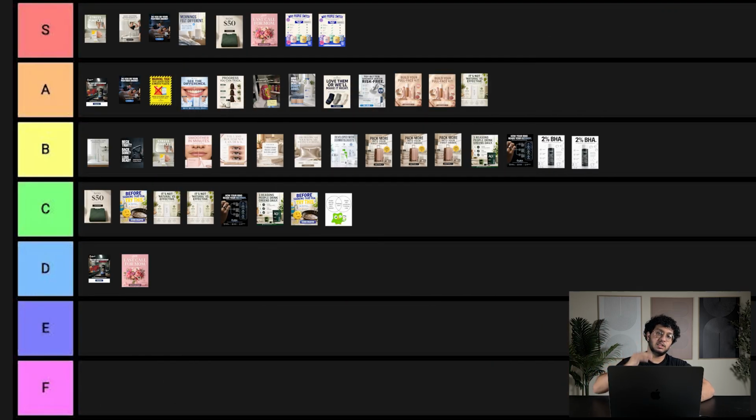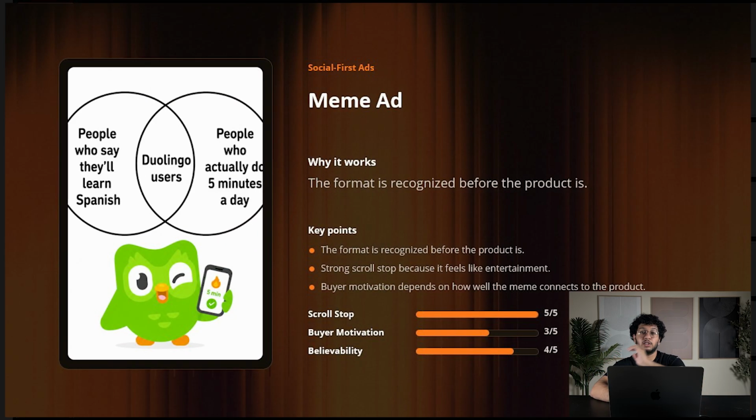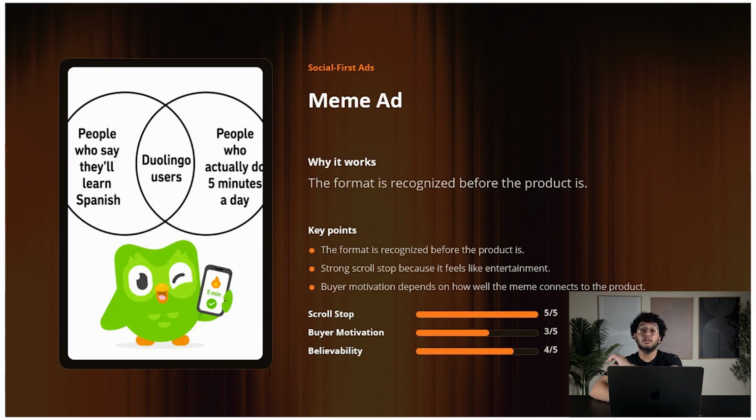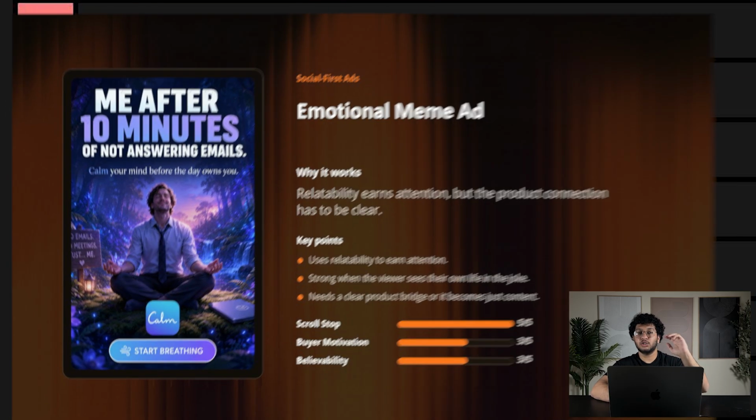Meme ads are C tier. They can stop the scroll very well, but the problem is buyer motivation. A meme can be funny and still not sell the product. If the product connection is weak, then you got attention without any action. So I don't hate meme ads, but I would not build a whole static strategy around them. C tier. Next is the emotional meme ad.